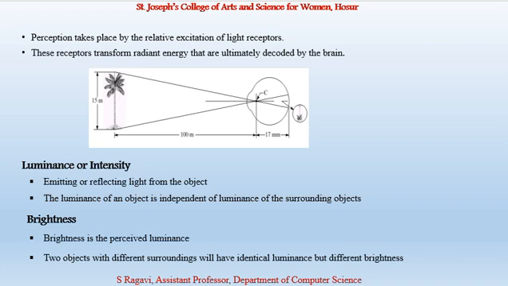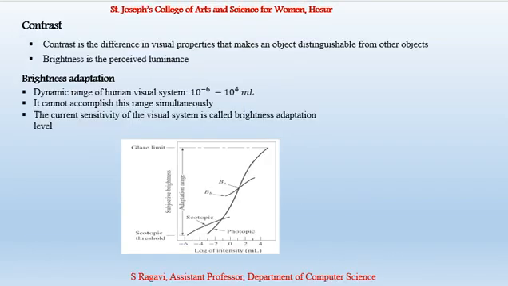Next, let us look at a few terms. Luminance or intensity. Luminance is nothing but the light that is reflected or emitted from an object. The luminance of an object is independent of the luminance of the surrounding objects. Next comes brightness. Brightness is the perceived luminance. Two objects with different surroundings can have the same luminance, but the brightness will be different.